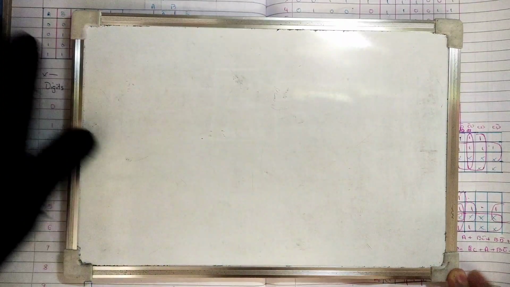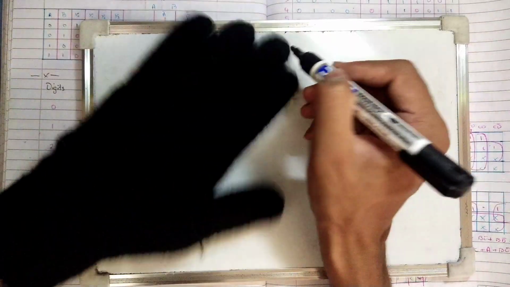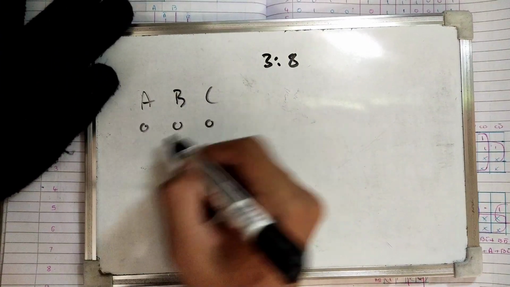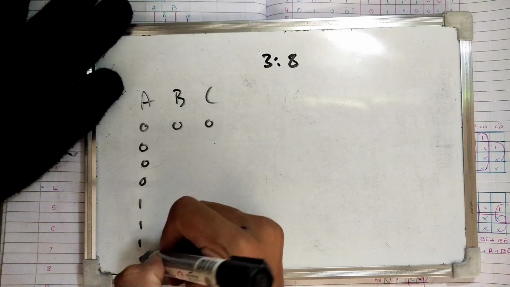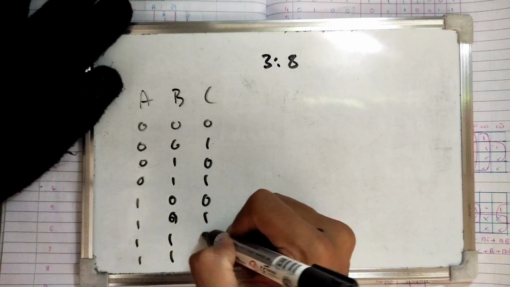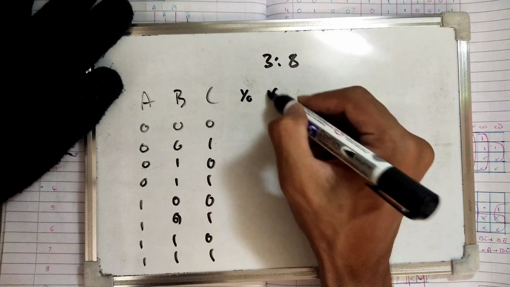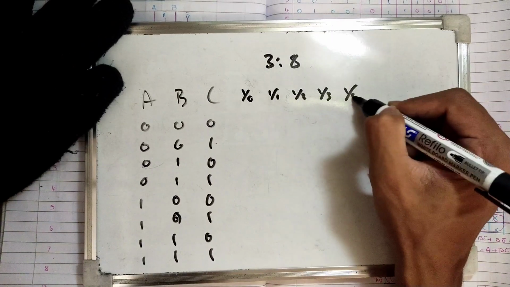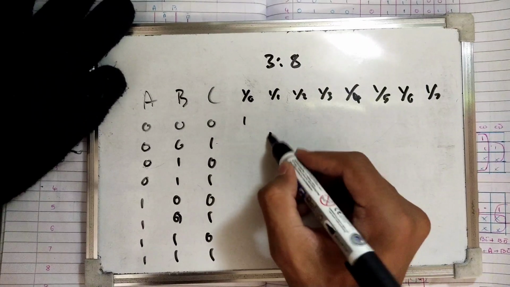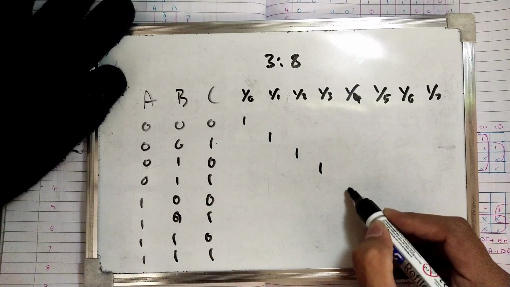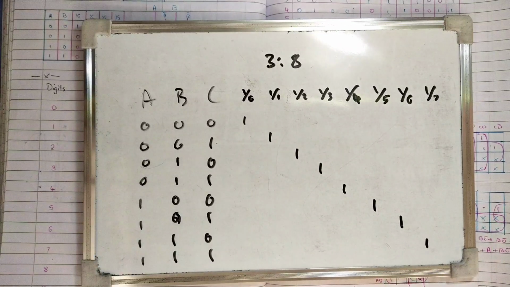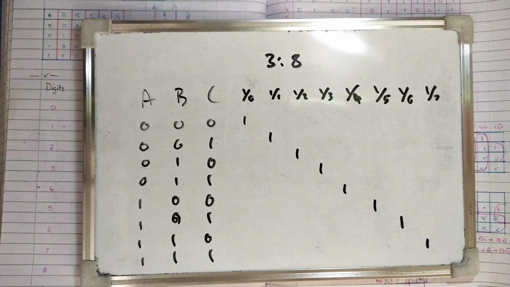Similarly, you do the same for the 3:8 decoder. So you will be having a, b, c. I'll just write fast here: 0 0 0, 0 0 1, and so on. See here now y0, y1, y2, y3, y4, y5, y6 and y7. So one here, another one here, this one here, this. So these will be your outputs here, and the remaining all you have to fill with 0.